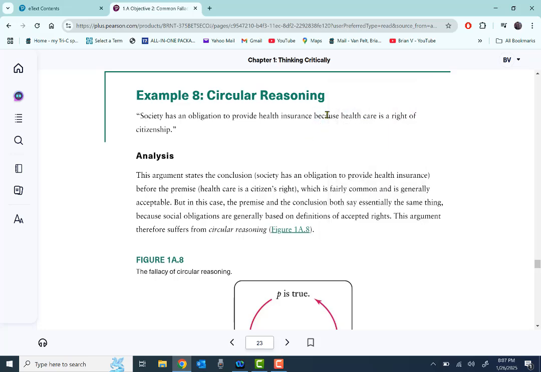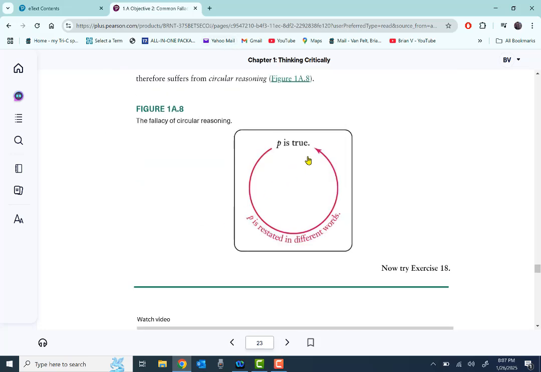Anyways, healthcare is a right of citizenship. Those are essentially the same statements. And an argument cannot be furthered when you make the same statement twice. So the picture is pretty simple here. You have P is true. And then what they do here is, in a roundabout way, they say the same thing as P, but they use different words to make it seem like they're doing something else. And it comes back to P is true.